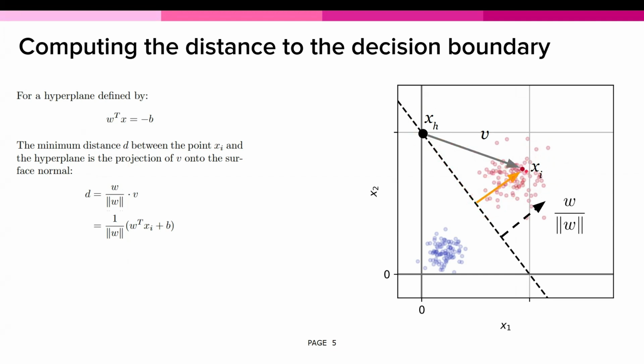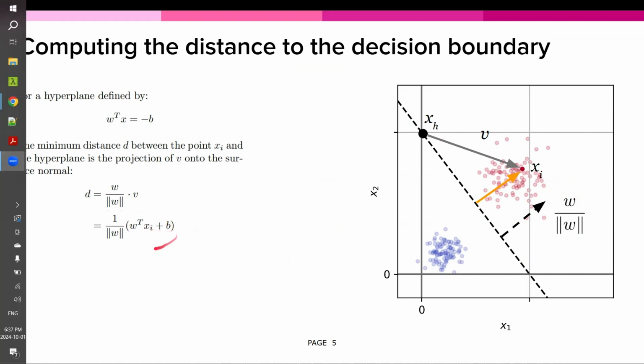To recover this component, we can find the projection of v onto the surface normal of the hyperplane, where the surface normal is the unit vector whose direction is shown by the dotted black arrow. This is equal to the weight vector divided by its norm. If we do this, we recover the signed distance from a point to the decision boundary, which is given by the inner product of the weights plus the bias, all divided by the norm of the weight vector.